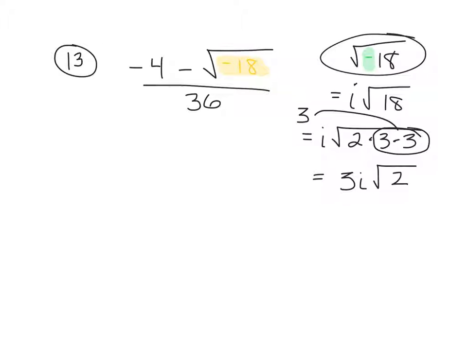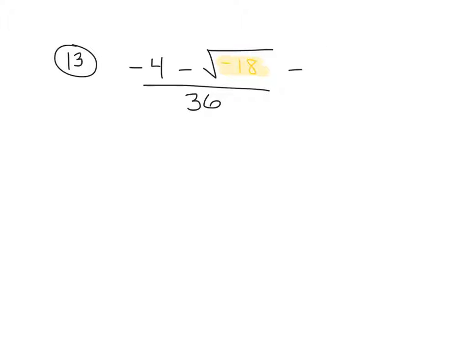So I am going to replace the square root of -18 in my original problem with this new expression. So this problem now becomes -4 minus 3i times the square root of 2 all over 36. This is my answer, but I want to see if I can simplify the fractional parts of the answer. To see this clearly, we're going to separate each term in the numerator and put each term over 36.